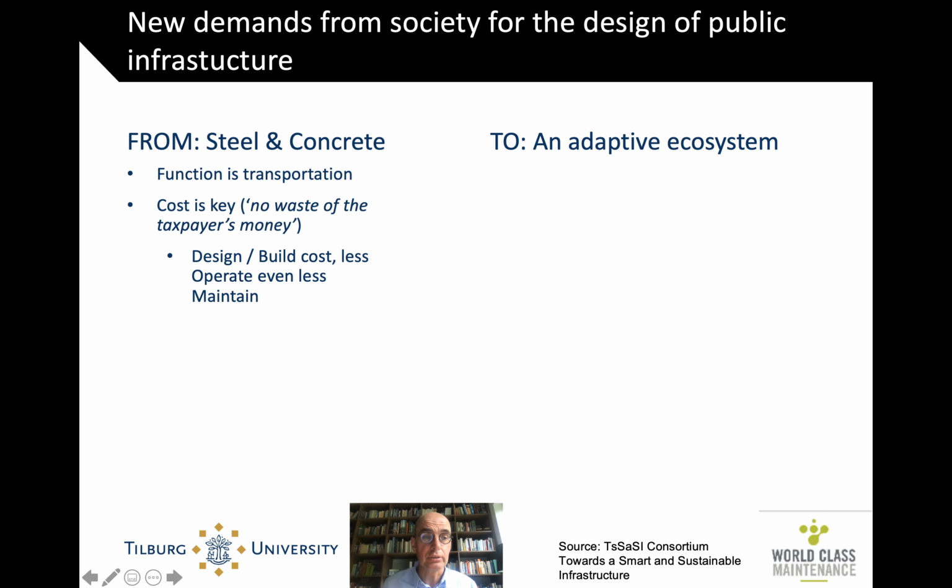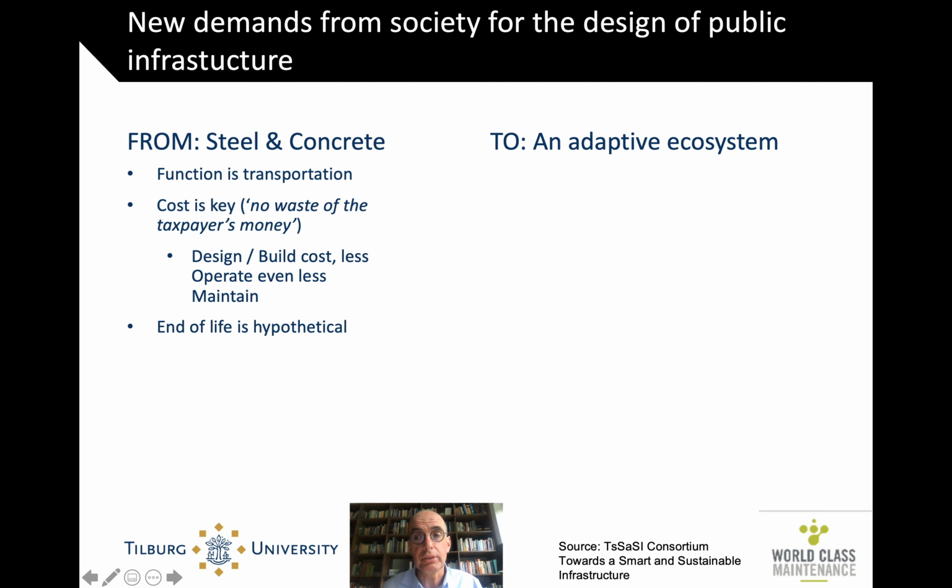But cost was key. The lowest price usually won the offer. So there's a lot of focus on design build cost, but much less on the operating cost and even far less on the maintenance cost in the past. We don't want to waste the taxpayers' money, usually means today's taxpayer or yesterday's taxpayer, so the current focus. There wasn't really a long perspective of a strong focus on the end of life, because the end of life, it's after we are all done. Steel and concrete in particular may last a century, many decades indeed.